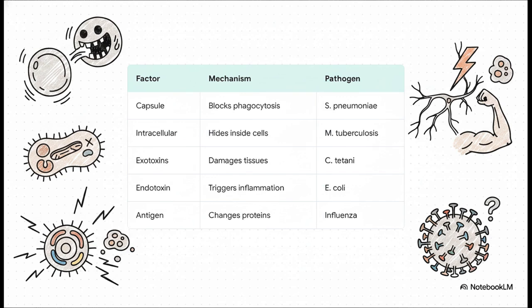Others deploy biological weapons, like exotoxins. The tetanus bug makes an exotoxin that directly damages nerves and causes lockjaw. Or endotoxins, which are built right into the cell walls of gram-negative bacteria like E. coli. If those get released, they can trigger a massive, deadly inflammatory cascade known as septic shock. And lastly, antigen variation. The influenza virus constantly changes its surface proteins, so our immune system's memory can never quite recognize it. It's the whole reason we have to go get a new flu shot every single year.